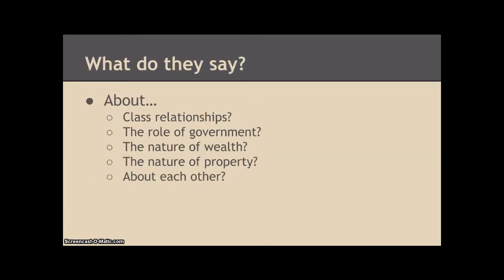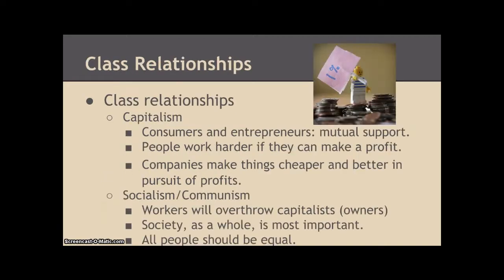So what do these two systems say about class relationships, the role of government, the nature of wealth, the nature of property, and about each other? Well, in class relationships, capitalism sees consumers and entrepreneurs as two separate groups, but mutually supporting. They both do good things for one another. And you are simultaneously, hopefully, both a consumer and an entrepreneur. People work harder if they can make a profit. So class is malleable. You can move between them, or that should be how it works. Companies make things cheaper and better in pursuit of profits.